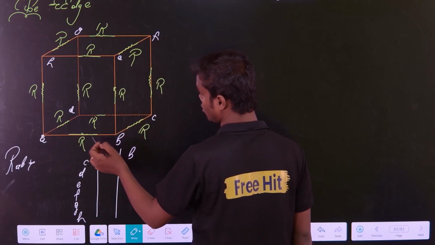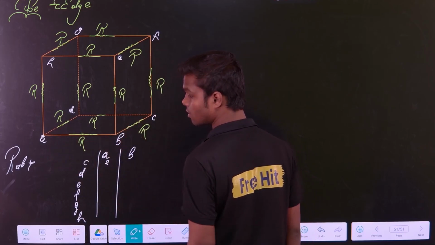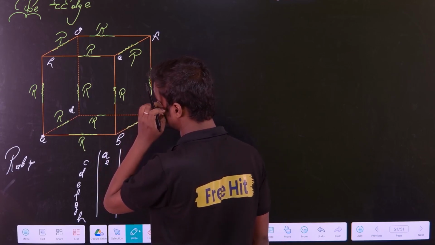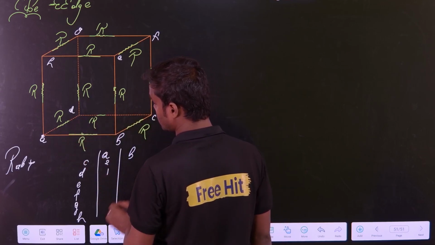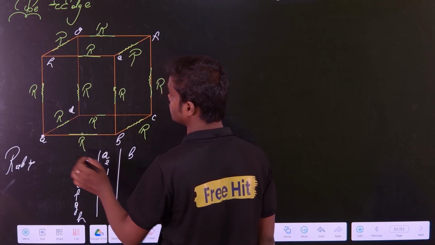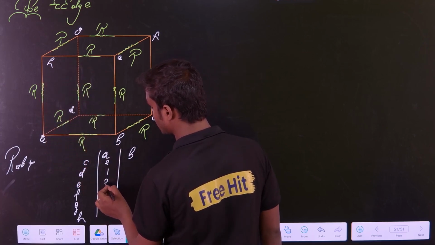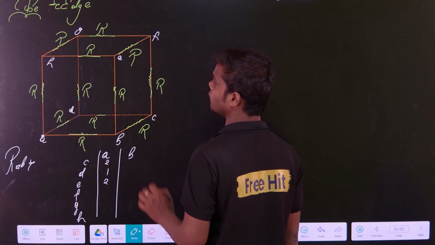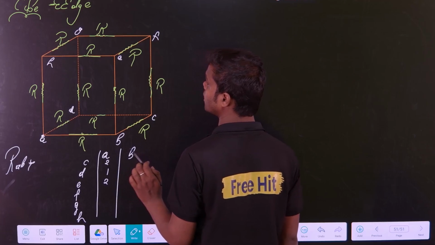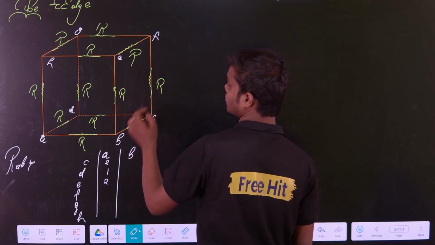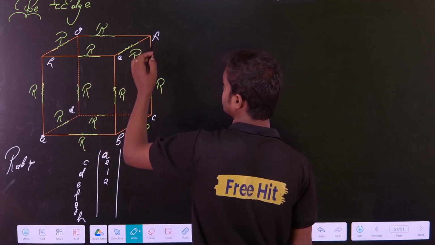So A to C, how many resistances are you taking? 2. Correct. Then A to D, how many resistances? 1. Then A to E? 1, 2. Okay. A to F, how many resistances are you taking from A to F? My question is from A to F. If you go from here or here, you will take 3 resistances.